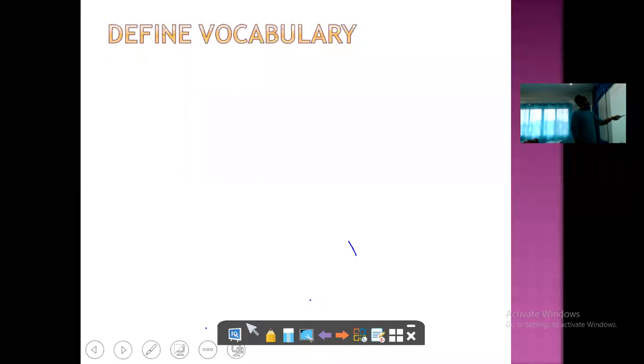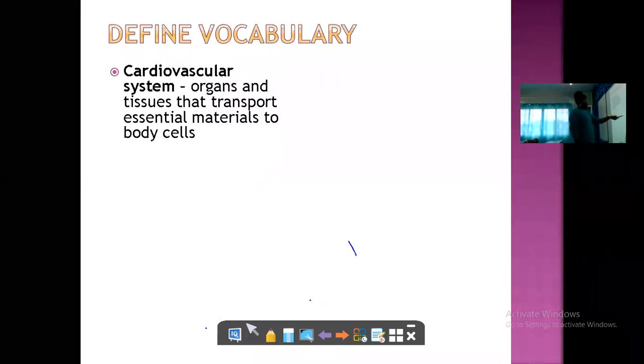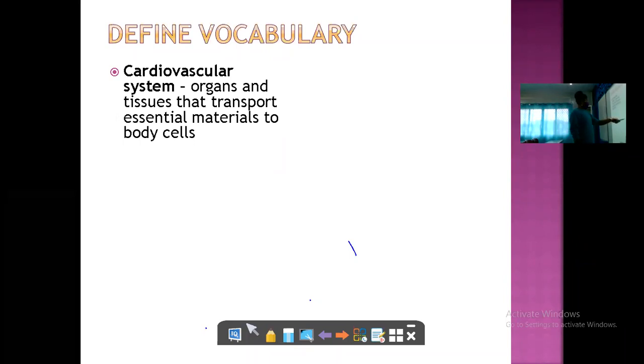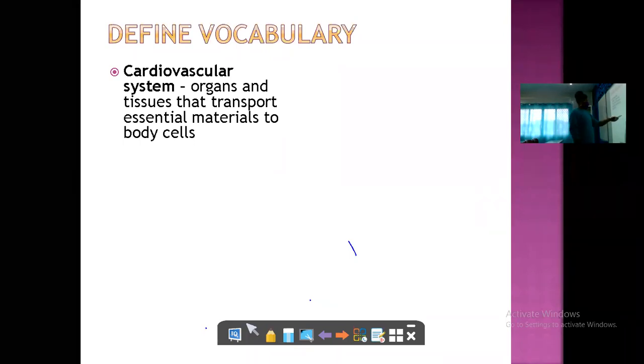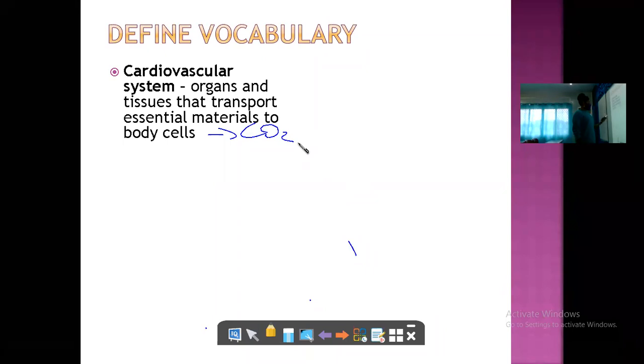Cardiovascular system. Okay, it refers to organs and tissues that transport essential materials to blood or body cells. Another major function that it plays is to transport the waste substances that the cells excrete. One of the waste substances that the cell excretes as a result of cellular respiration is carbon dioxide. So carbon dioxide is carried by the blood, transported via the blood vessels into the heart and out to the lungs and out through the mouth and nose.